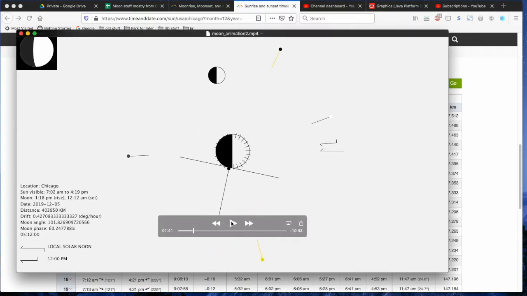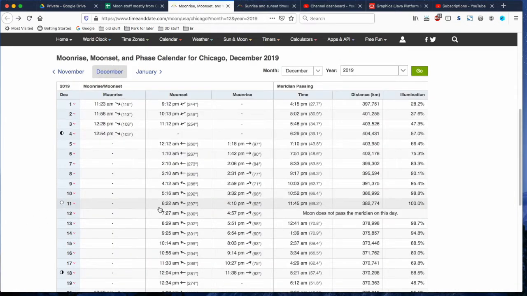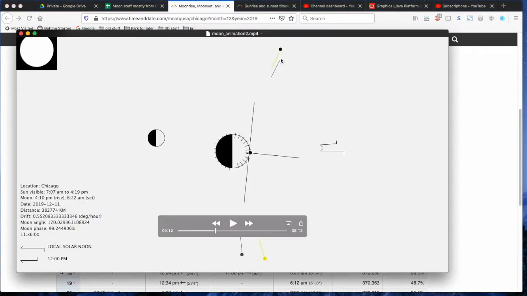So if I had this animation and if I was trying to respond to that guy, all I would have to do is just scrub ahead to the 11th because he was saying that this was not possible on a globe Earth because the moonrise was at 4:10 p.m. and there are videos out there that basically explain his logic. But you can see that this white pin is the moonrise at 4:10 p.m. And this black pin with the yellow stem is sunset, which is 4:19 p.m. So there's 9 minutes where the sun is still visible.